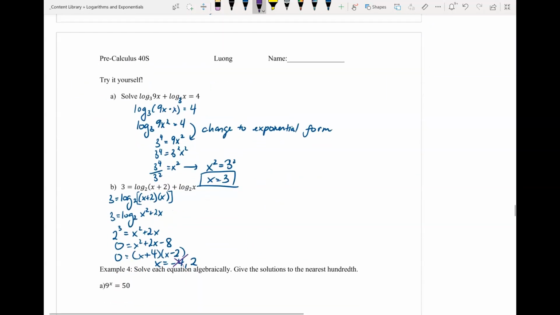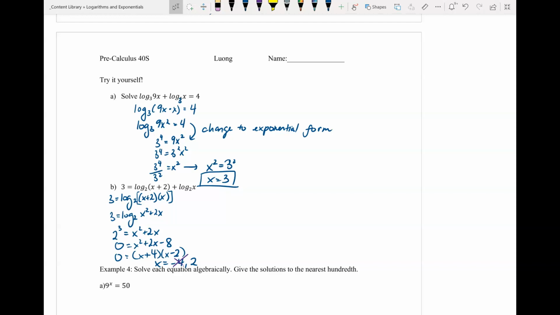So here's the full solution to this try it yourself. The first thing you should do is combine your logarithms on the left-hand side, then change to exponential form, divide both sides by 3 squared, and then solve for x afterwards. X is equal to 3 for A.